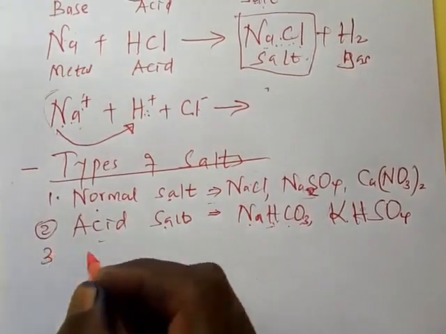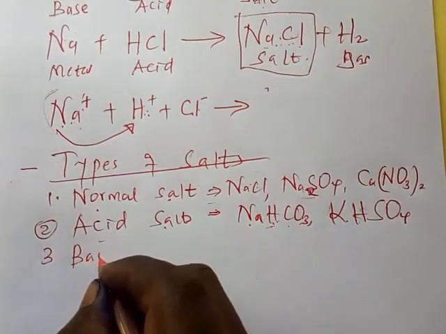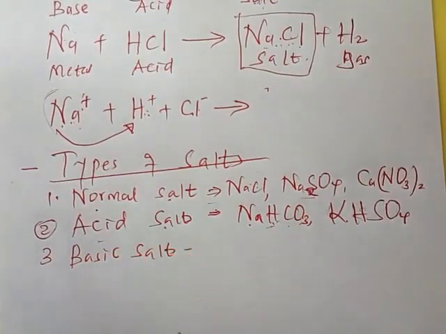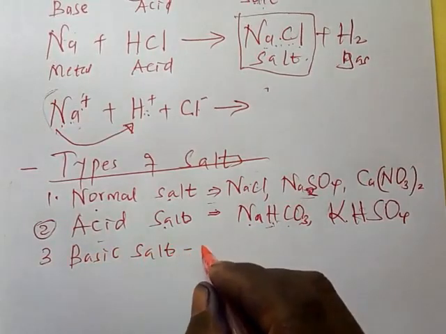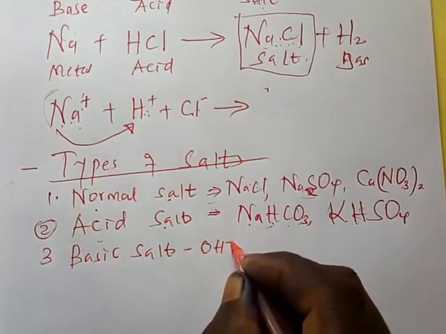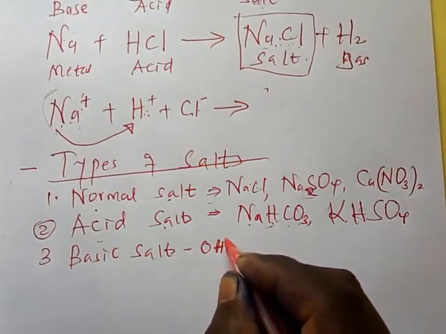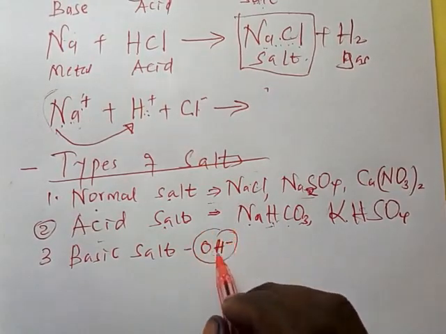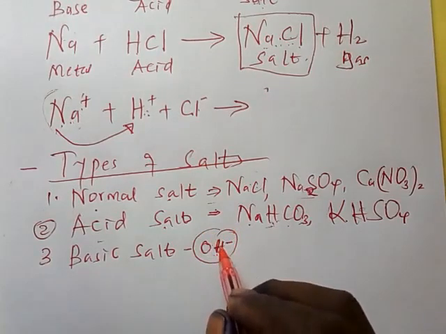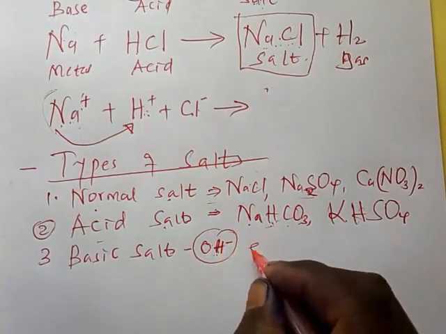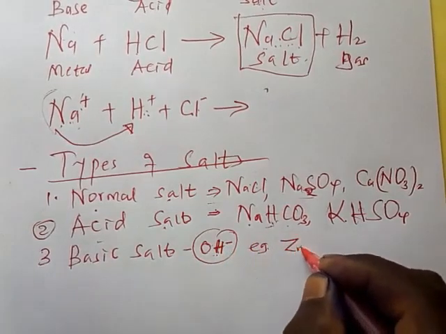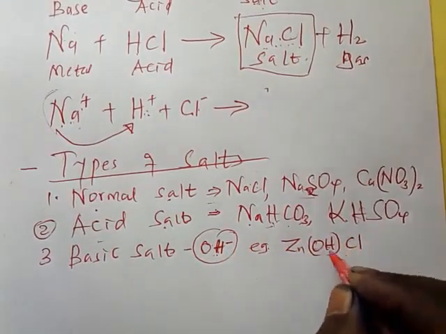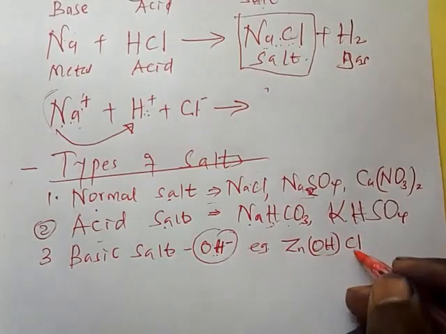Number 3, we have basic salts. What are the basic salts? These are salts that contain hydroxyl ions in them, OH negative. So those salts that contain hydroxyl ions in them are called basic salts. An example, we can give zinc, basic zinc chloride. This one is called basic zinc chloride.